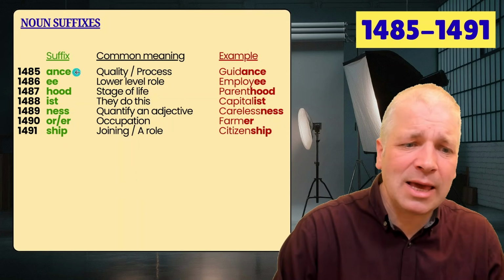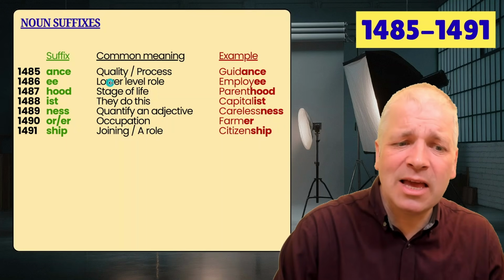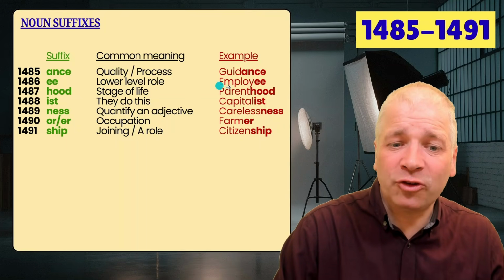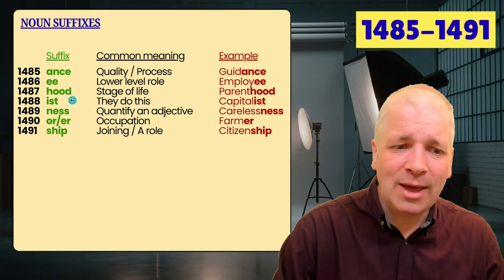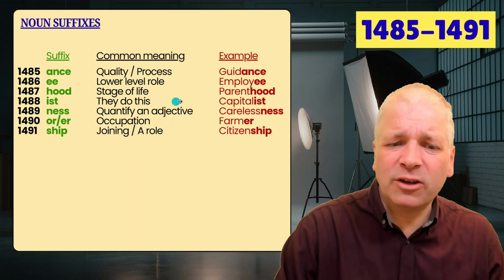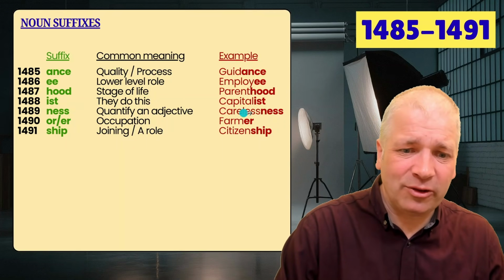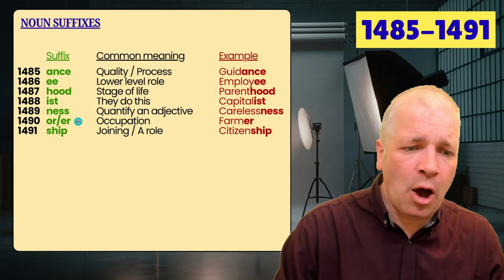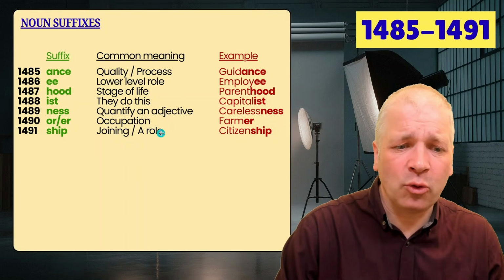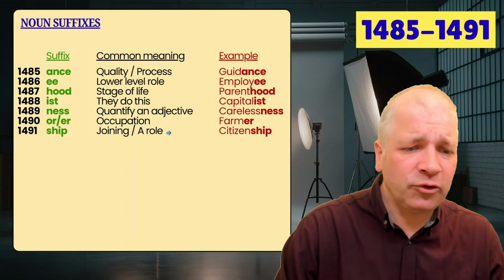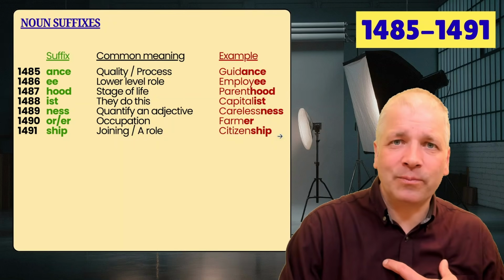ANCE refers to the quality or process, for example, guidance. EE means a lower level role in a job, employee. Hood is a stage of life, parenthood. Ist often means they can do this, capitalist. Ness quantifies an adjective such as carelessness. OR or ER is to do with an occupation like farmer. Ship means joining a role or a role of something like citizenship means you become a citizen.